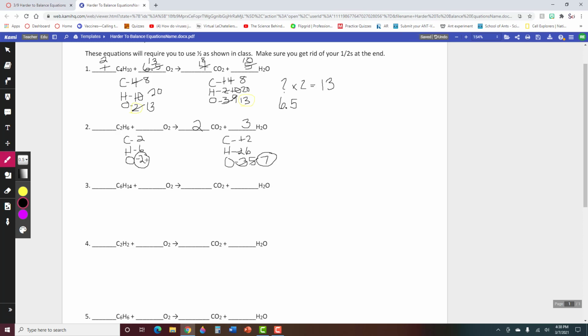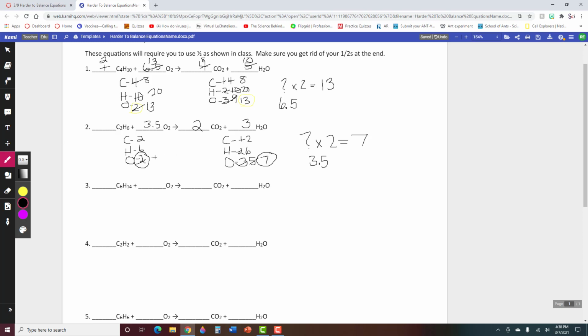Okay, so when you have the situation of an even and an odd, you need to put in the decimal. So the question is, what times 2 will equal 7? Again, you're going to need to use a decimal, and so the answer would be 3.5 times 2 would give me 7. So I put a 3.5 here. And then once I've done that, now everything's balanced.